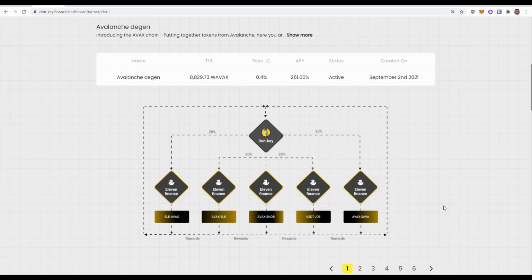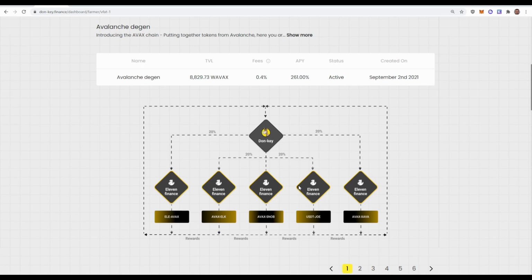In the meanwhile, you are of course earning rewards from 11 Finance in the form of their own token. This is true for all the pairs in here. These rewards are then sold off again for AVAX, which is then taking the same route again.